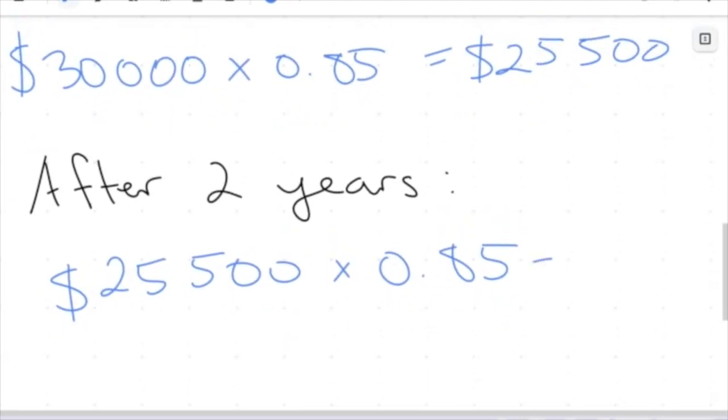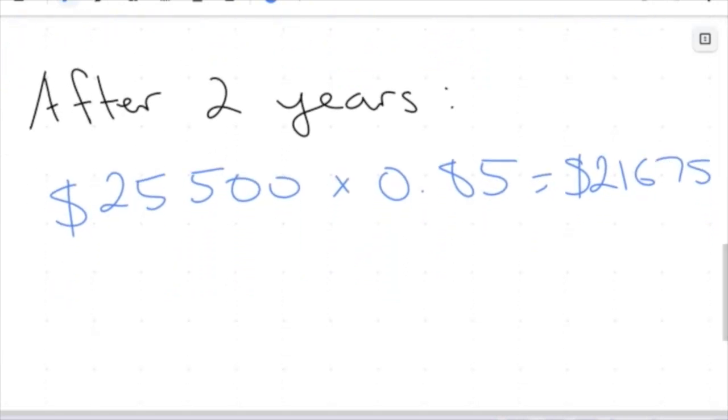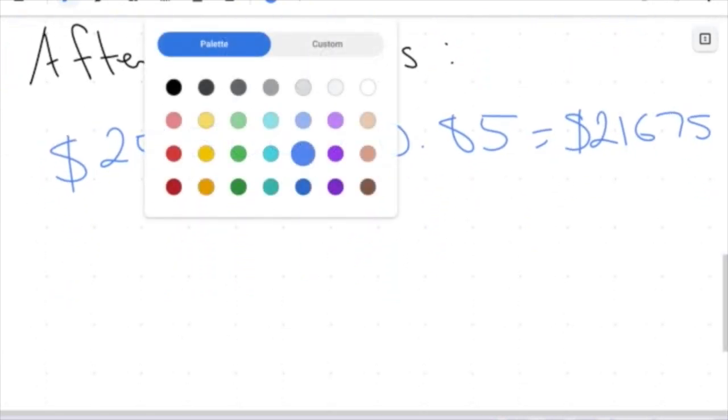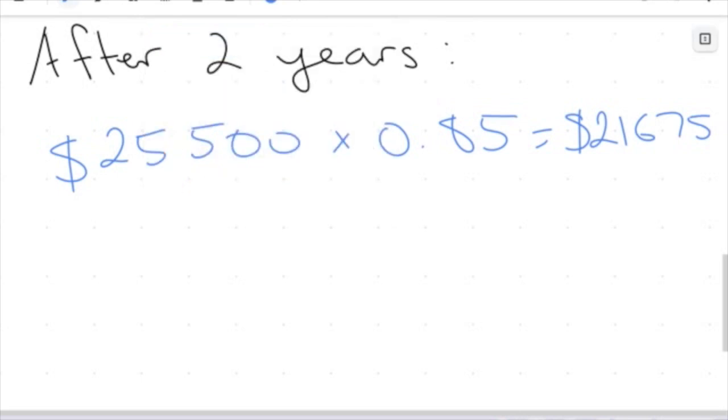And what do we get here? Well, when we do that multiplication, we get that it's worth $21,675. Now, we can keep doing this on and on and on, but what if we want to find, for example, the depreciation after 5 years? I mean, we can keep going here and then keep doing what we've been doing. That's great, but it's going to be very time consuming.